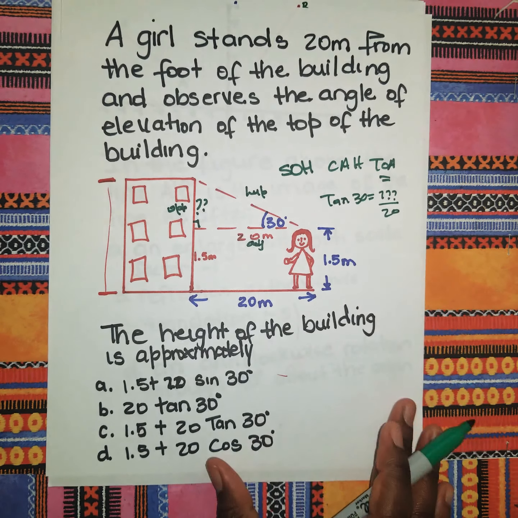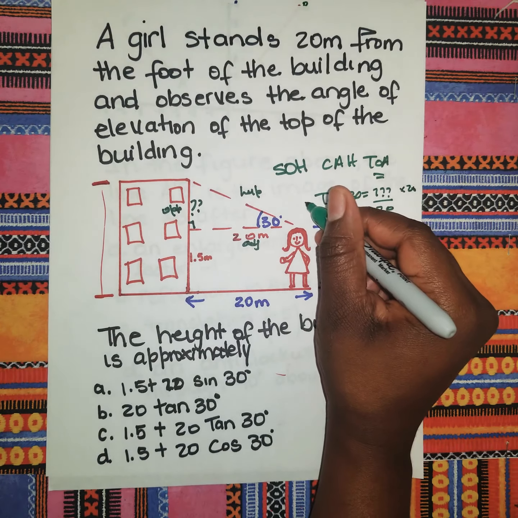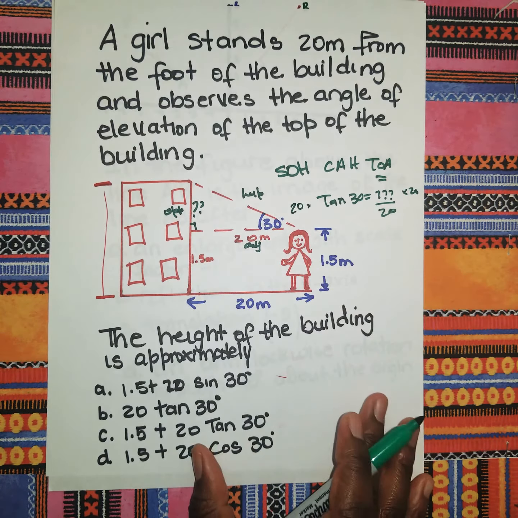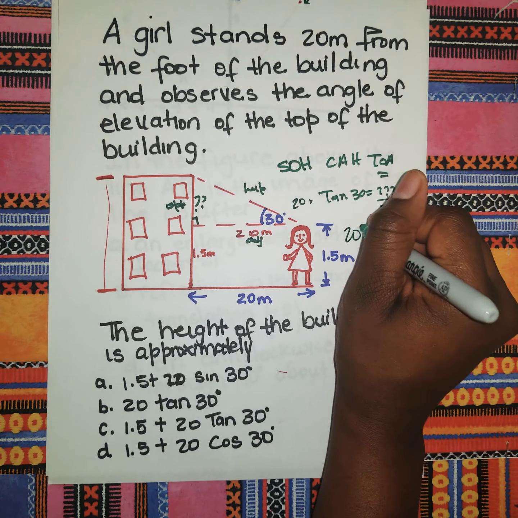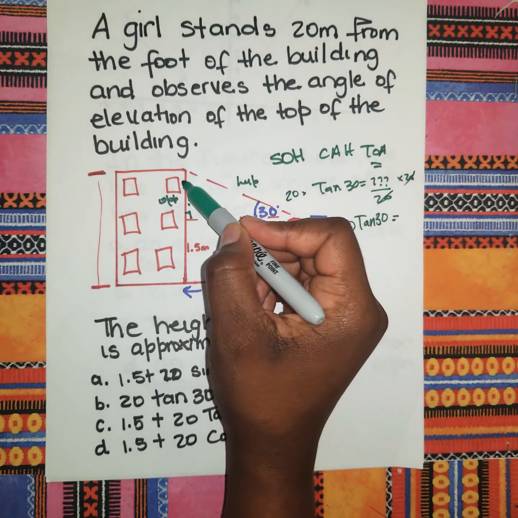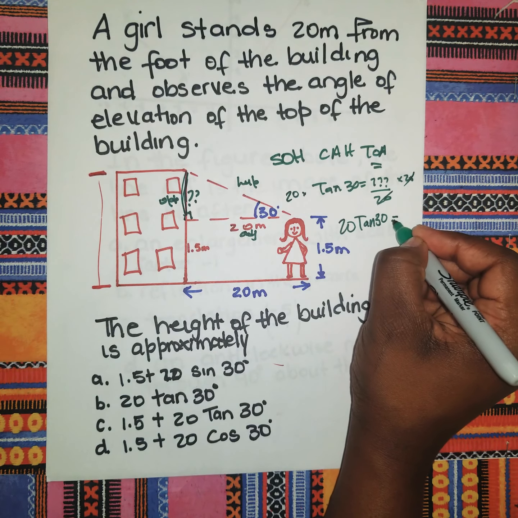To find the opposite side, we're going to be multiplying 20 by both sides to cancel. You see that? So that cancels that. So 20 tan 30 will give you this height. So that's 20 tan 30.